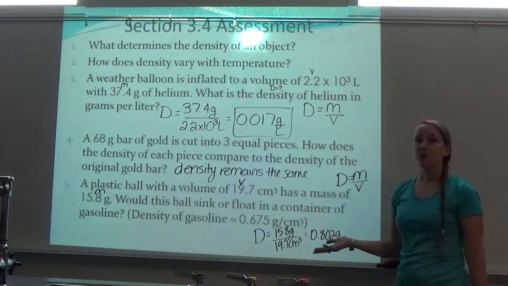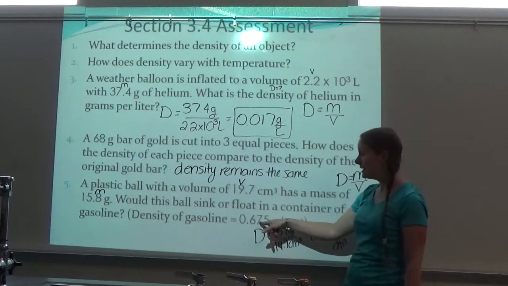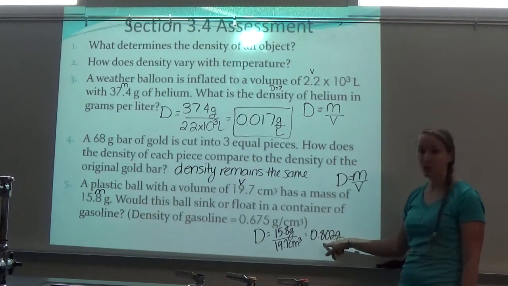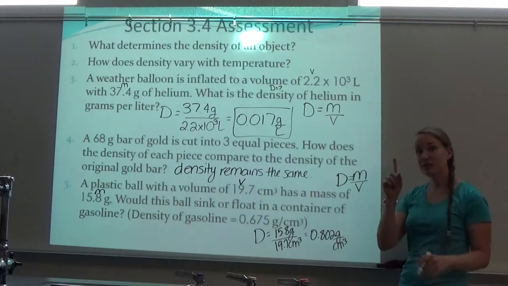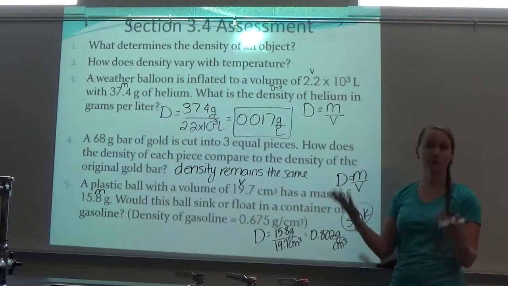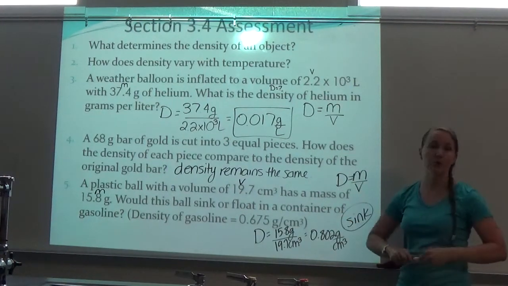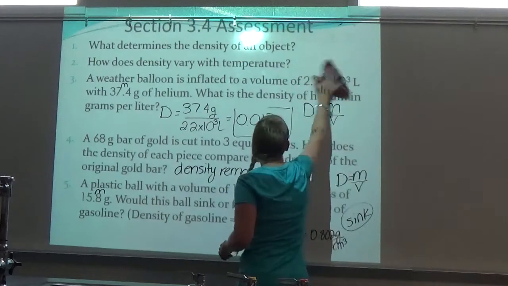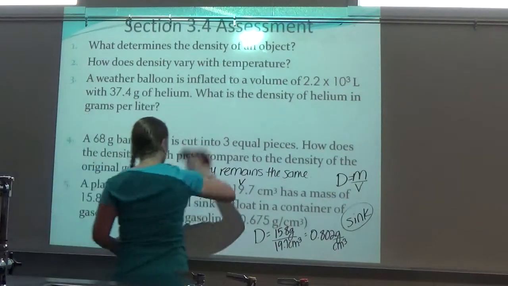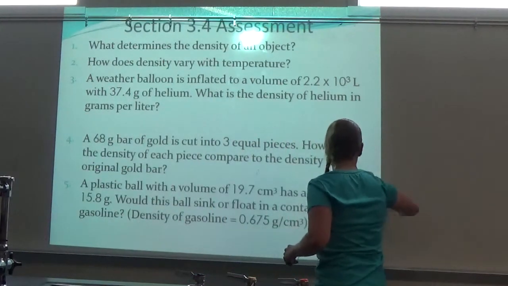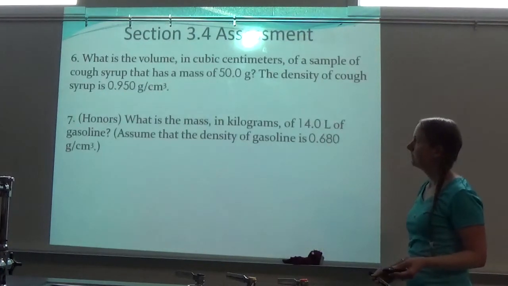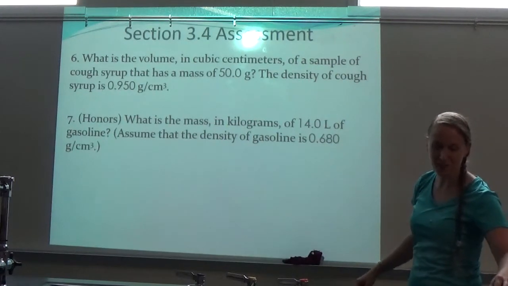But that's not what they're asking for. They're asking would it float or sink. So gasoline has a density of 0.675. The plastic ball has a density of 0.802. Since the plastic ball has the higher density, it will sink. Now if it had a density less than the gasoline, it would float. But since it's higher than the gasoline, the ball would sink. All right, so let's move on, possibly to the end. Two more. Well, one more, because one's for honors. All right, we can get through this last one.